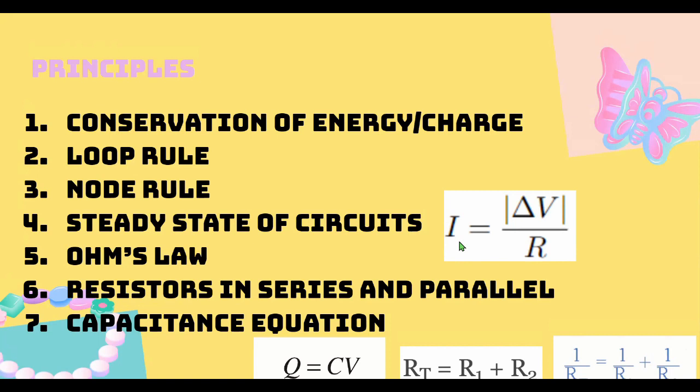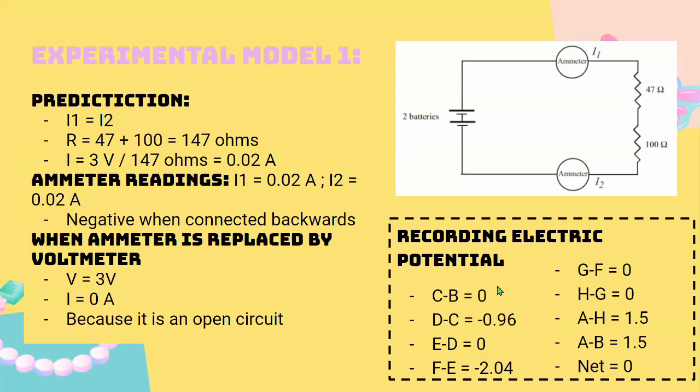Resistors in series and parallel have the following equations to find the total resistance. So this is in series and this is in parallel, and the capacitance equation, which is this. So in experimental model 1, I predicted that the current in ammeter 1 and the current in ammeter 2 would be equal, and the resistance would be 147 ohms. That's these two added together, and the current that would be read from the ammeter would be 0.02 amperes.